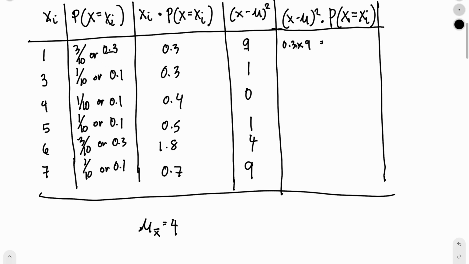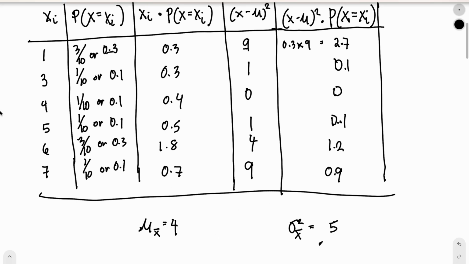This one times this one equals 2.7, and you do that for everything. 0.1, 0, 1. No. 0.1 again. Then 1.2, then 0.9. If you get the sum of this, you will have the variance, sigma squared x bar. And if you add this, you have this one, 5.